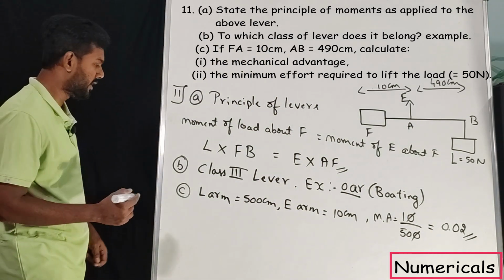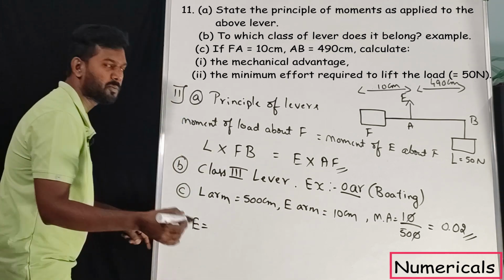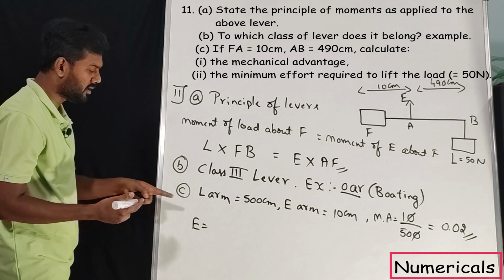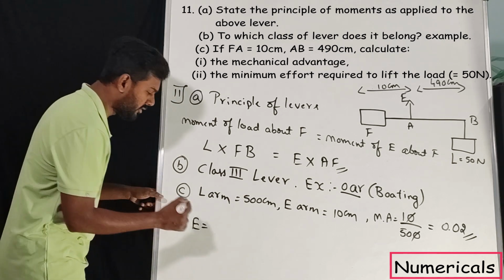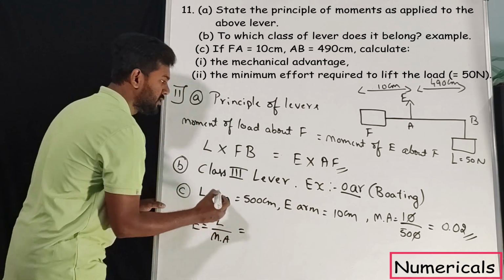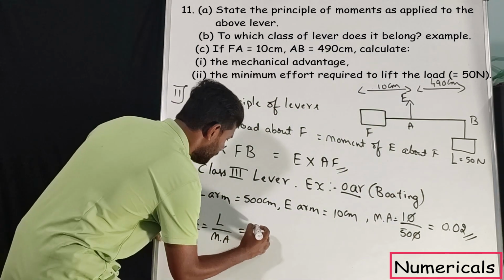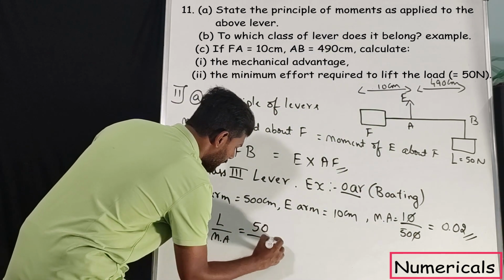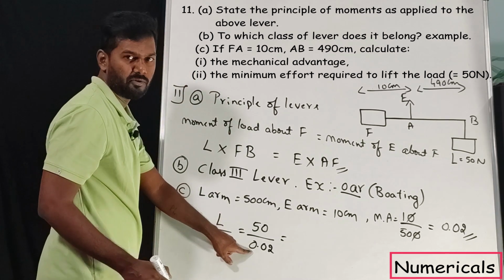So what we have to find is nothing but effort. From the previous question I am deriving the formula for effort, so we will write it directly. Effort is equal to load by mechanical advantage. Load is given as 50 Newton. Mechanical advantage is 0.02. You can also use 1 by 50 here.